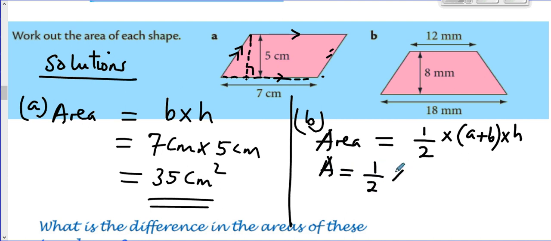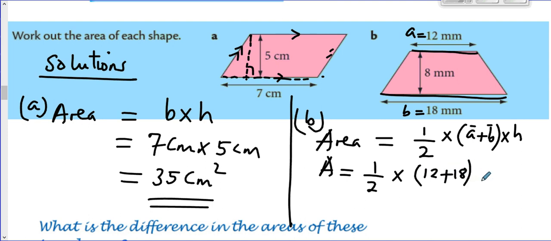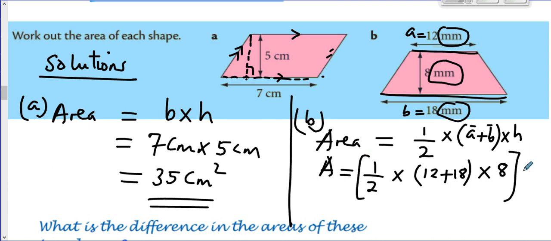So what is the area? Area will be equal to half times... What is A? What is B? A is that side there. A is 12 and B is 18. So area will be equal to half times the sum of 12 and 18. Then once you get that sum, go ahead and multiply by the height. The height there is 8. Everything is in millimeters, so the area will finally be in millimeter square.